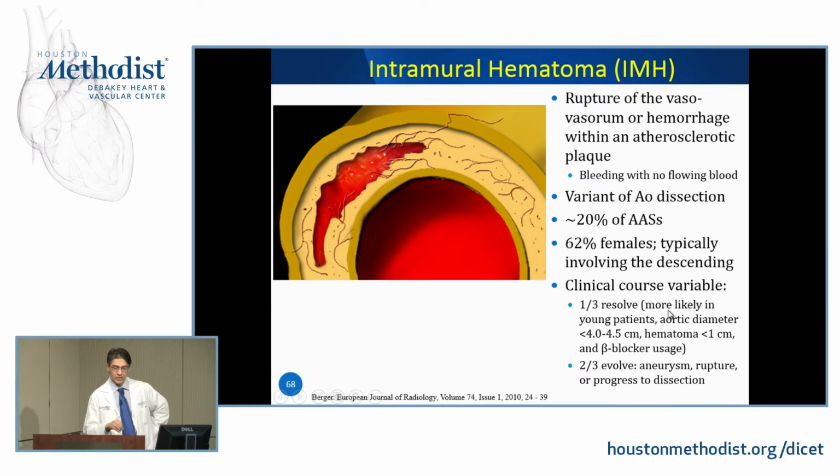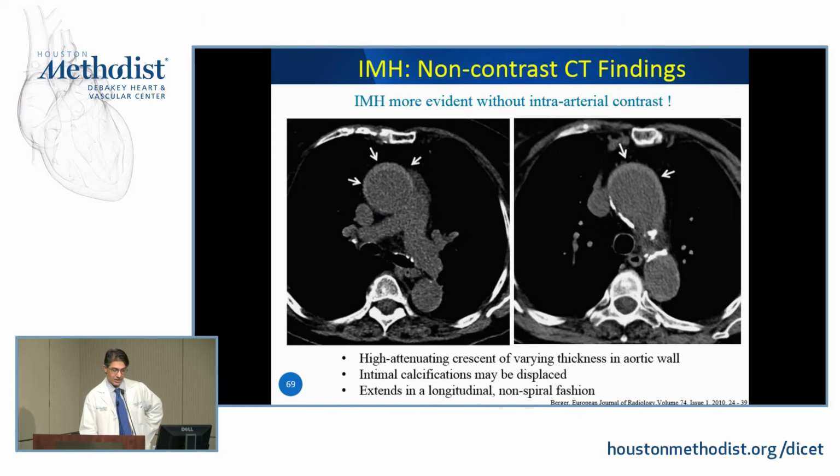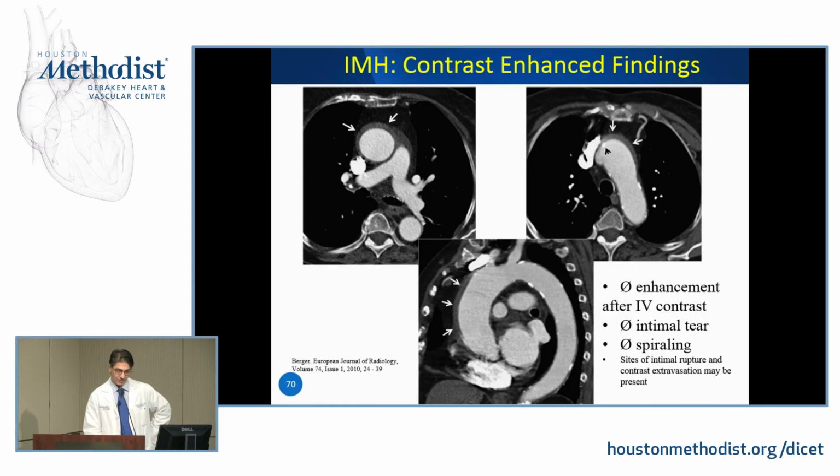Intramural hematoma is when you just have rupture of the vasa vasorum and bleeding into the media. Again, the thing to remember about this: 1/3 can resolve, and 2/3 can go on to aneurysm, rupture, or progression to dissection. Again, non-contrast CT is very helpful. In fact, our protocol for all aortic cases is a non-contrast first. Blood, fresh blood, has a very high Hounsfield unit, so you can see this concentric intramural hematoma just on a non-contrast scan. And then when you give the contrast, you have to be aware of this.